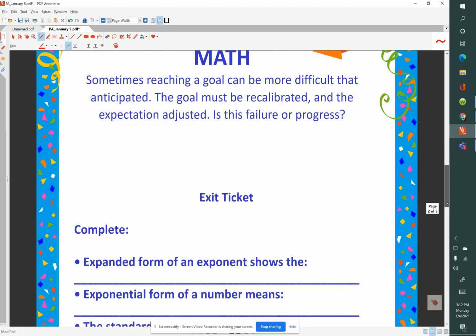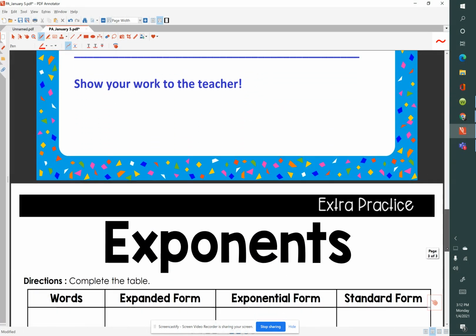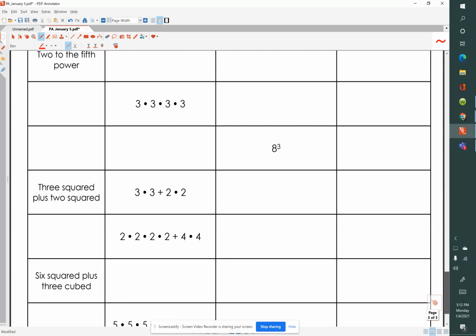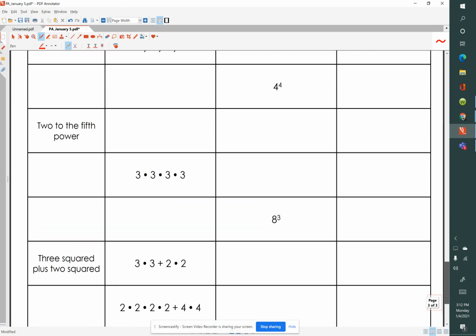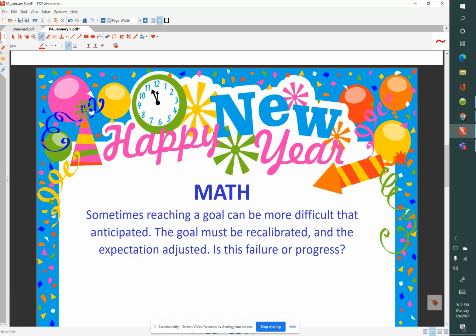At the end of the period, we'll complete our exit ticket. And we have one page, this table that I referred you to earlier that we will complete. So let's take a look at this do now, this beautiful Happy New Year do now. What time is it? It's time to do your best work.